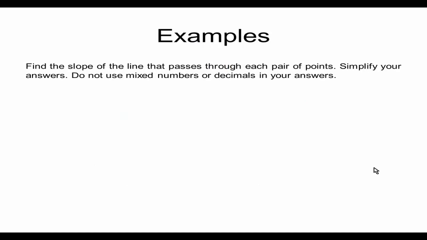Some examples. Let's find the slope of the line that passes through each pair of points. Simplify your answers. Do not use mixed numbers or decimals in your answers. So you're going to simply write the fraction and reduce it. Here's our first one. I have the points negative 4, 6 and negative 9, 3.